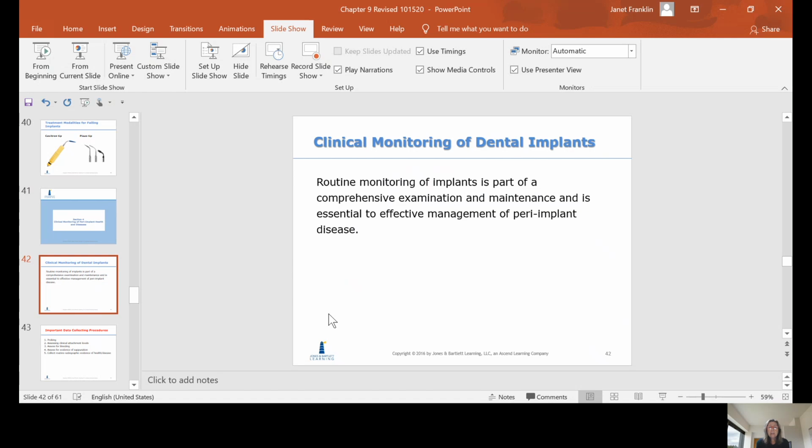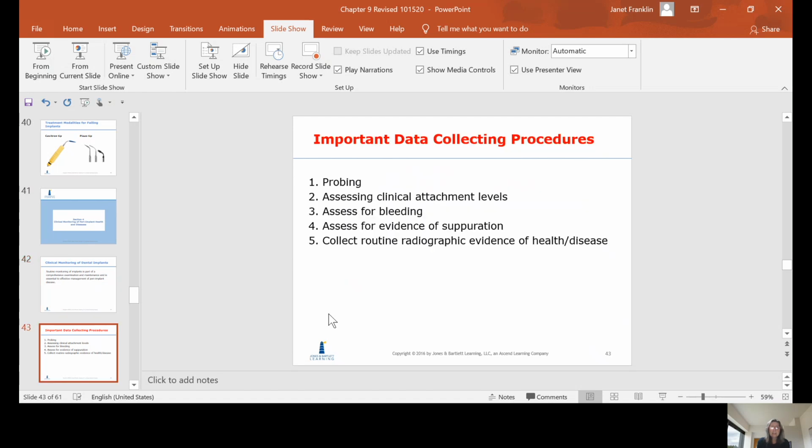Clinical monitoring of dental implants. Routine monitoring of implants is part of a comprehensive exam and maintenance and is essential to effective management of peri-implant disease. So we're going to collect data on an implant, just like you collect data on teeth. You're going to probe it. You're going to assess the attachment levels, assess for bleeding, assess for evidence of suppuration or pus, and you're going to collect routine radiographic evidence of health or disease.